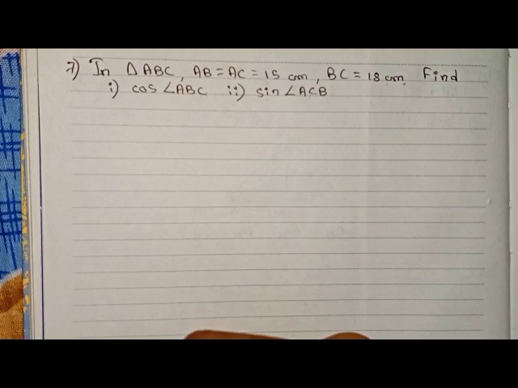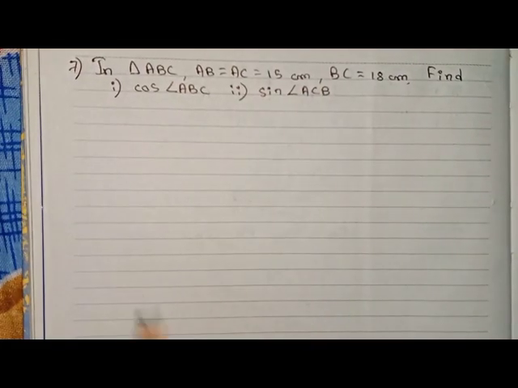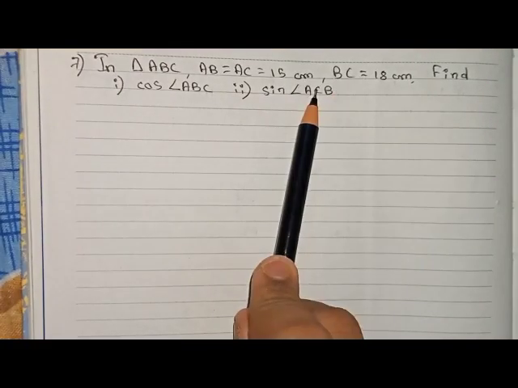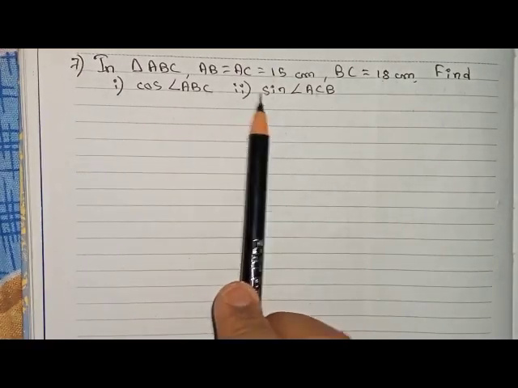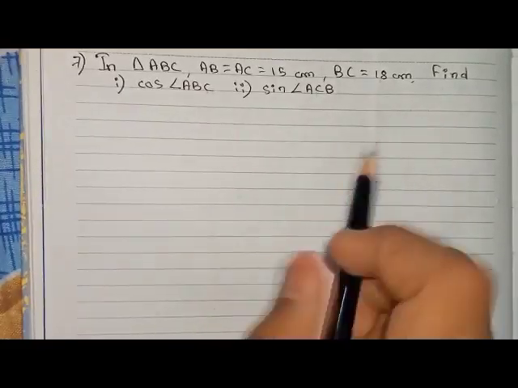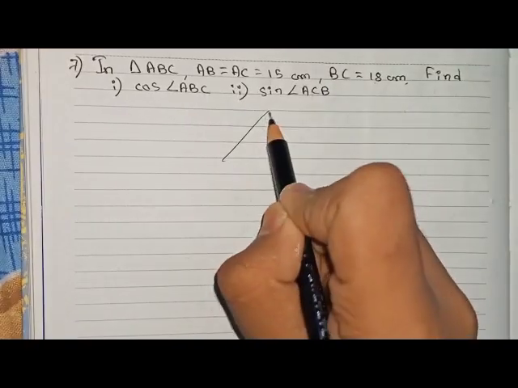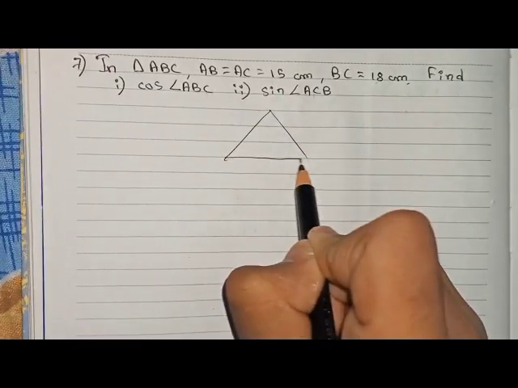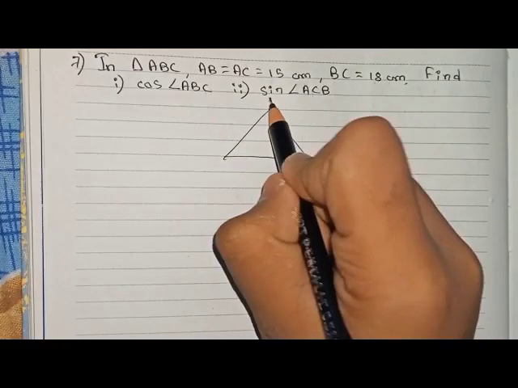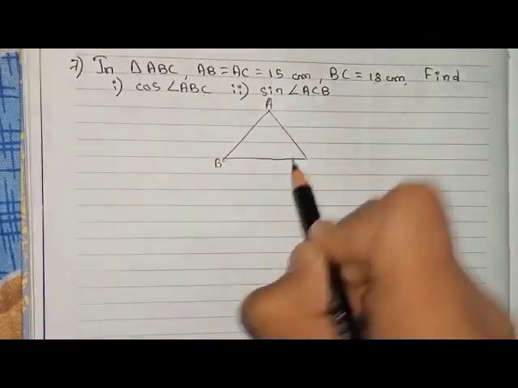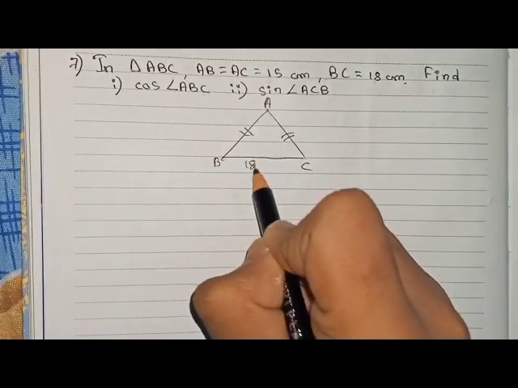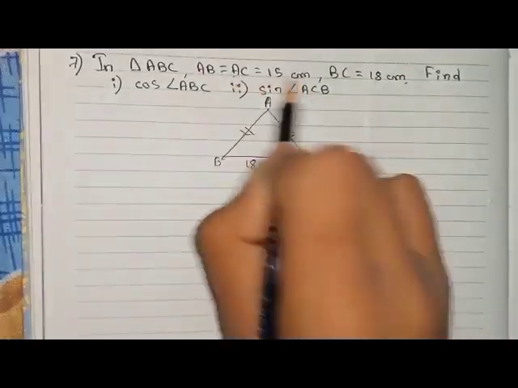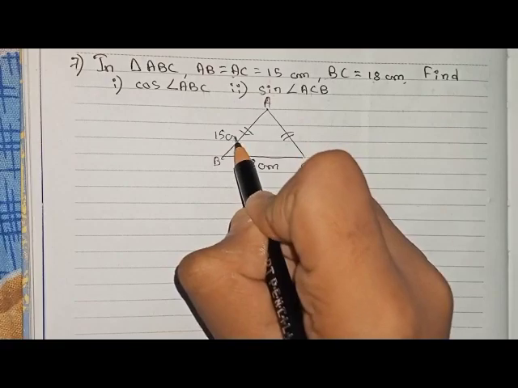Question number 7. In triangle ABC, AB is equal to AC is equal to 15 centimeter, BC is equal to 18 centimeter. Find cos angle ABC, sine angle ACB. So first let's draw the triangle. So AB is equal to AC. So this is A, this is B and this is C. This side and this side will be equal. BC is given 18 and these two sides will be 15.